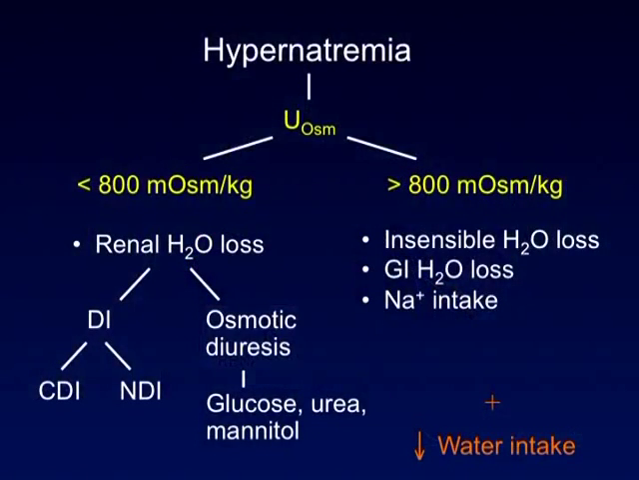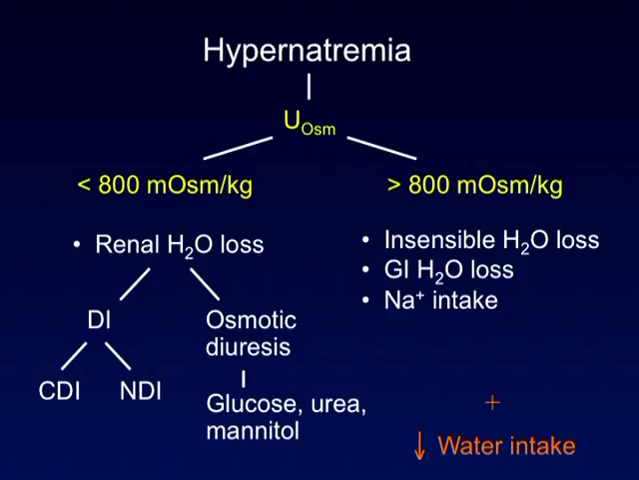Hypernatremia is going to come in the boards. Even if you don't like the topic and you're confused by it, it's going to be there. It's a fact. And the way to evaluate this is to have the urine osm as the central pivot point. If the urine osm is less than 800 milliosms per kilogram in a patient who's hypernatremic, you really need to think about losses of water from the kidneys.